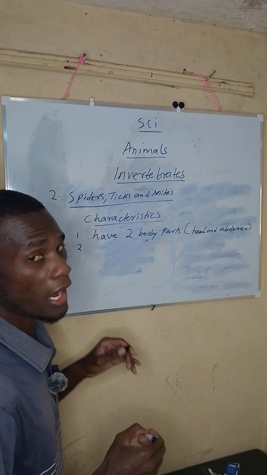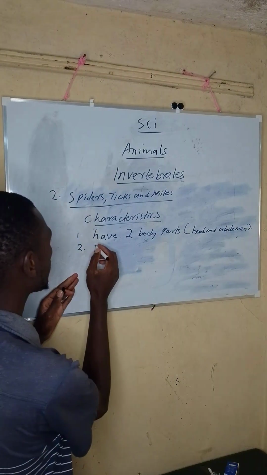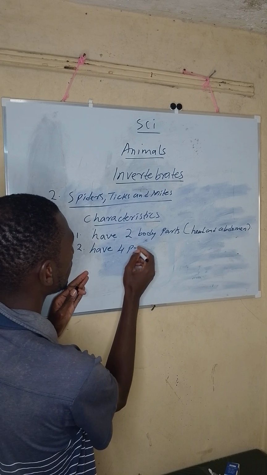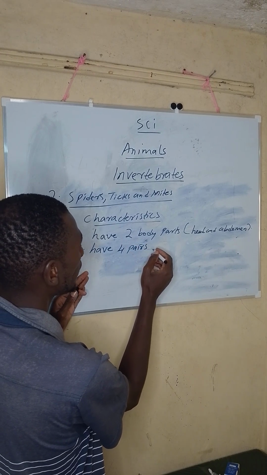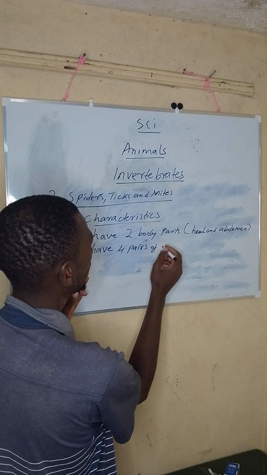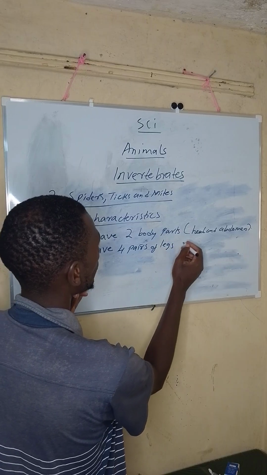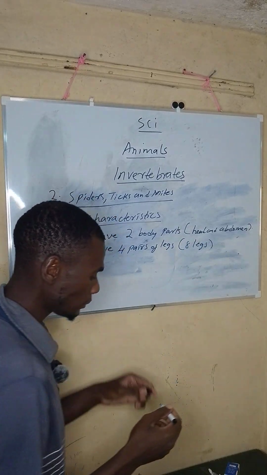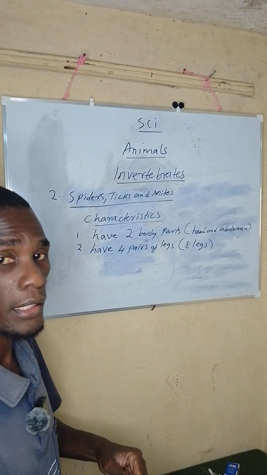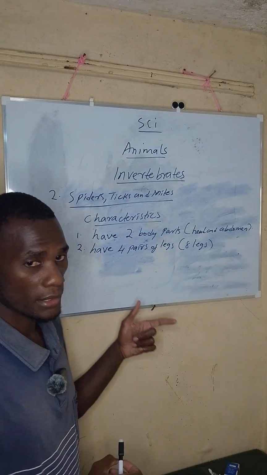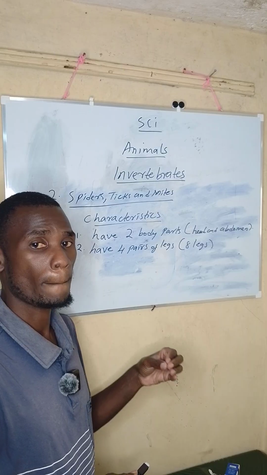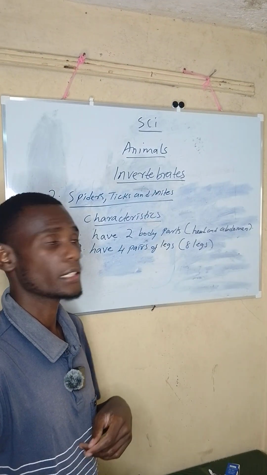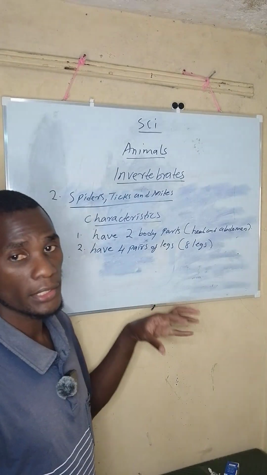Number 2, these animals have 4 pairs of legs. When it comes to the number of legs, they have many. They have 4 pairs. The insect had 3. So that means they have a total of 8 legs. The insect had 3 pairs, that gives a total of 6. These ones have 4 pairs of legs, giving them a total of 8 legs.